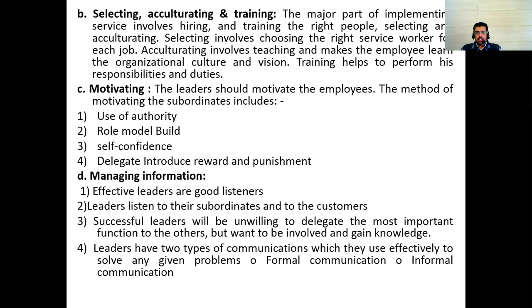Successful leaders are unwilling to delegate the most important functions to others, but want to be involved and gain knowledge. Any successful leader is not going to give all the work or functions to others. They are also involved in that, and they will try to gain more knowledge every time.